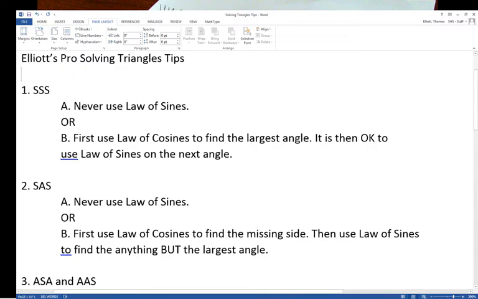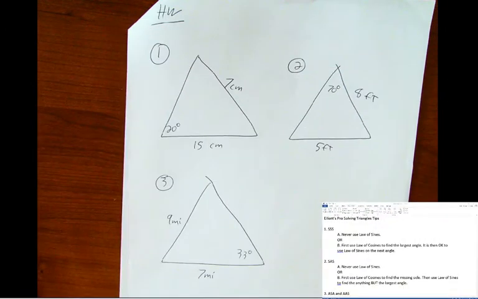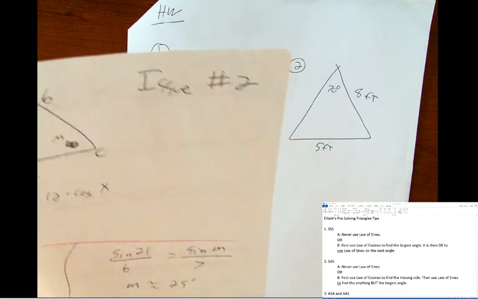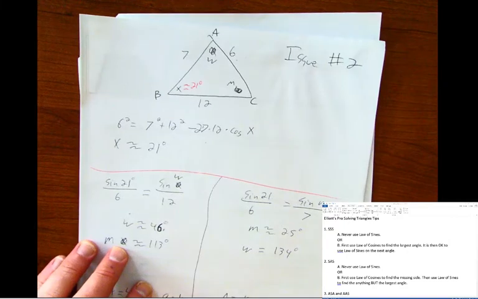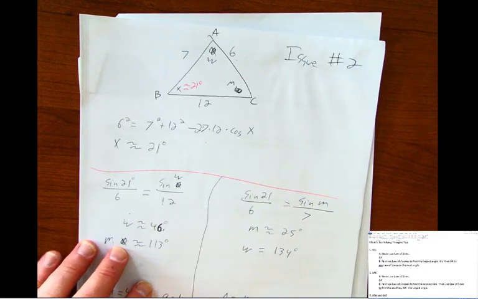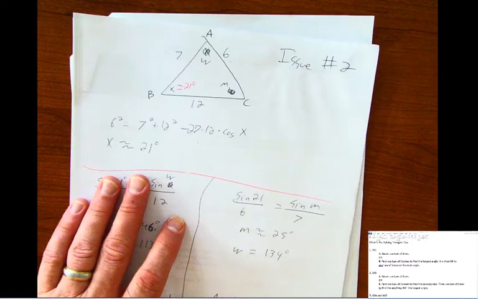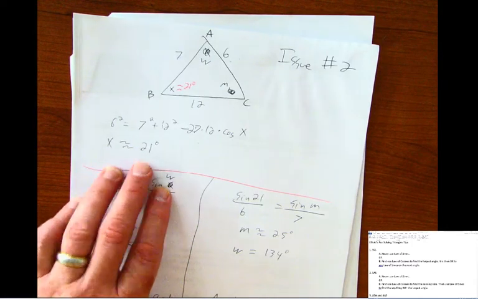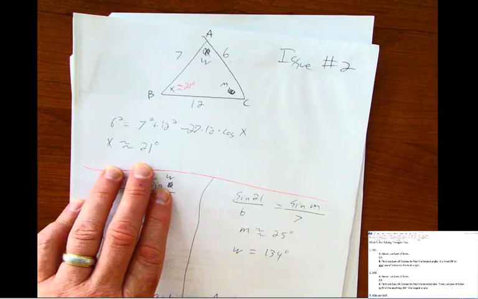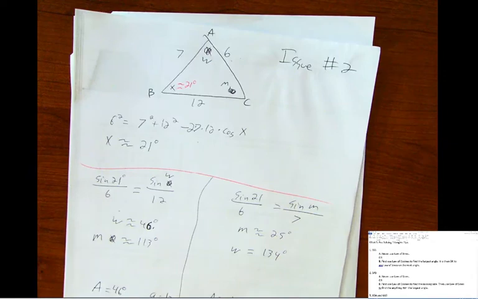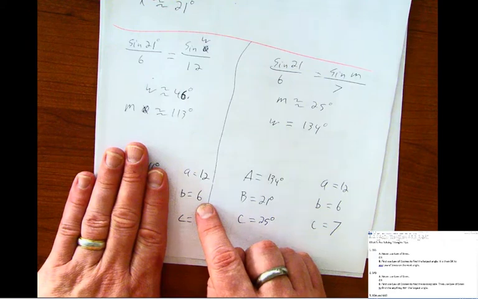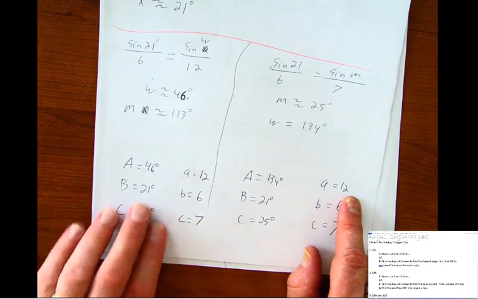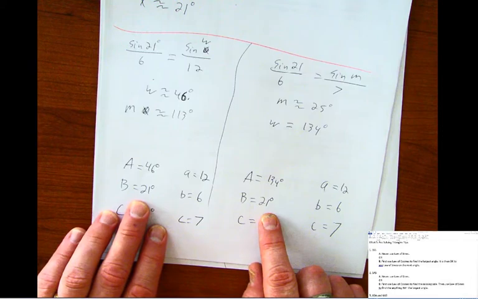Let's shrink this down. If you don't follow Elliot's advice, here is a scenario where I did not follow my own advice. I did not use law of cosines to find the largest angle. I used law of cosines ultimately to find the smallest angle. Oops. So I found that this angle was 21 degrees. So at this point, moving down to here, I know that A is 12, B is 6, and C is 7, and I also know that angle B is equal to 21 degrees.